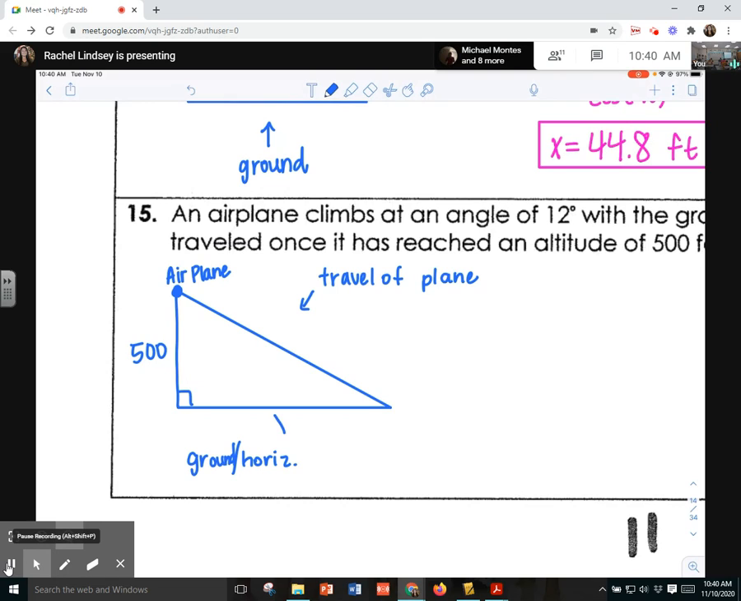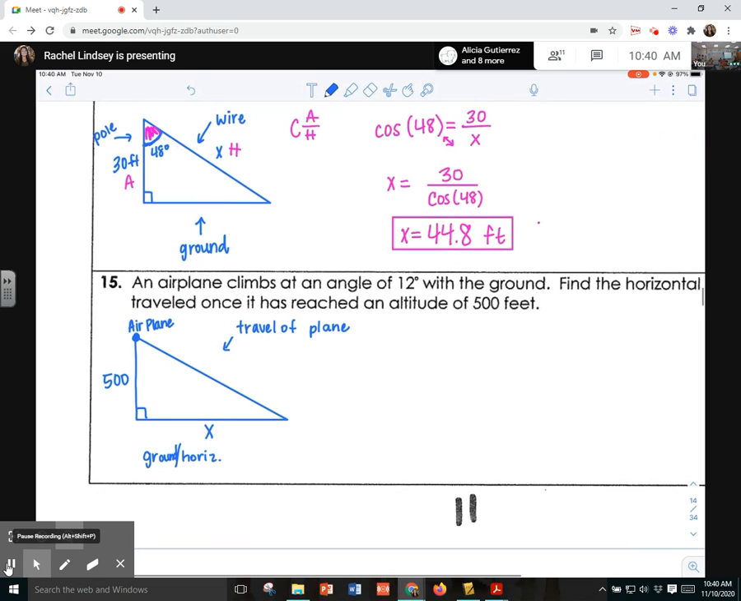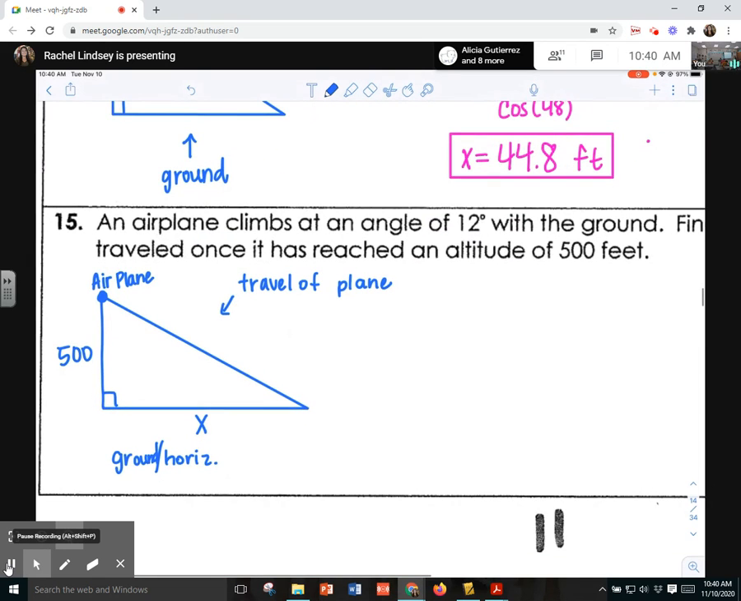So we need to know that horizontal distance at the bottom. First, we've got to figure out where to put the angle though, because I haven't put the angle anywhere. It says the angle with the ground and the airplane as it climbs. So the bottom and the hypotenuse will be where angle 12 is. So now we have everything we need to solve this problem. The hardest part with word problems is setting up the picture. The rest of it is just like what we normally do.